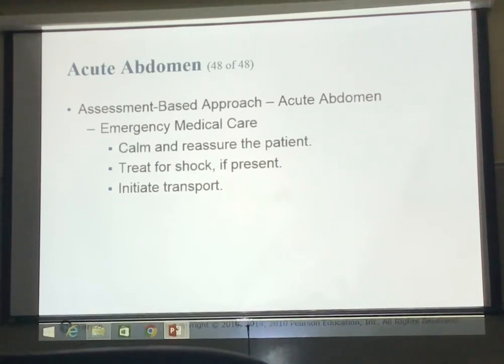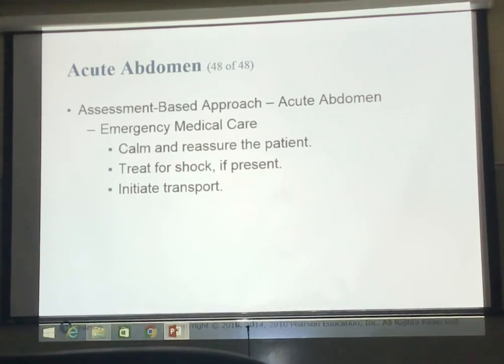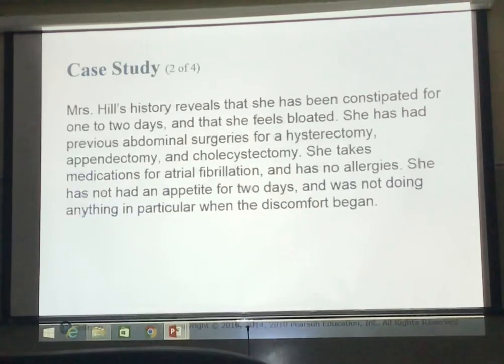If signs of severe hypoxia are present, a non-rebreather mask at 15 liters could be used to quickly achieve an SpO2 of 94%, then change to a nasal cannula to maintain 94%, especially if the patient can't tolerate the non-rebreather. You want to keep these patients as comfortable as possible, treat for shock, and initiate transport.